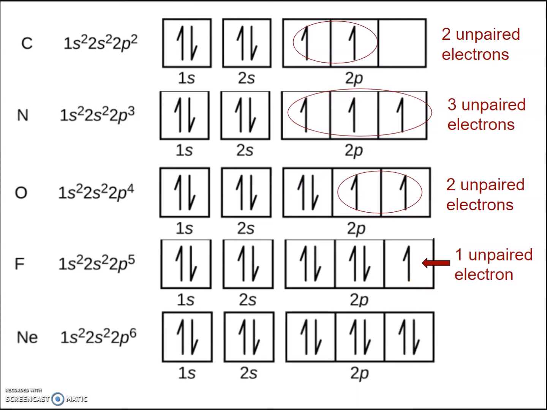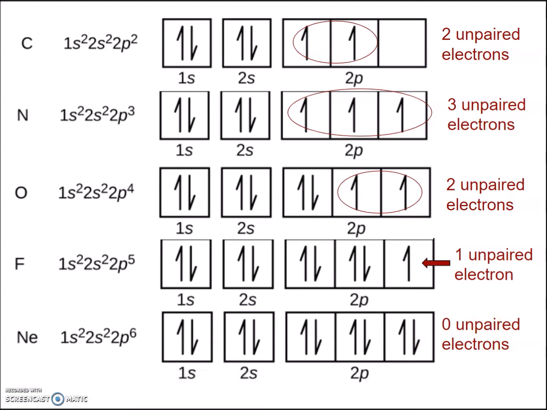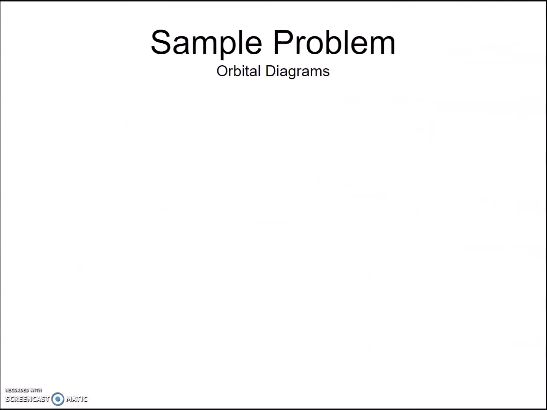And then finally, neon, everything's occupied. Every single box has 2 arrows. There are 0 unpaired electrons in neon. Okay, let's put all of this together and try a couple of sample problems.